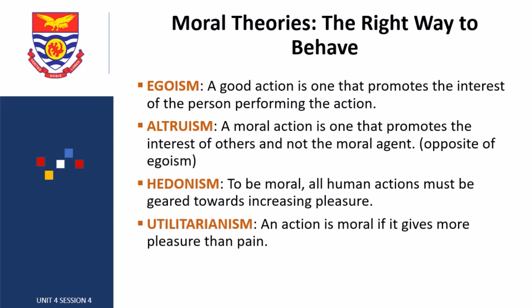Now, some moral theories we may need to discuss, which indicate some of the ways we live, are consequentialist theories. They look at the end results. The first one we look at is egoism. Egoism says a good action is one that promotes the interest of the person performing the action.